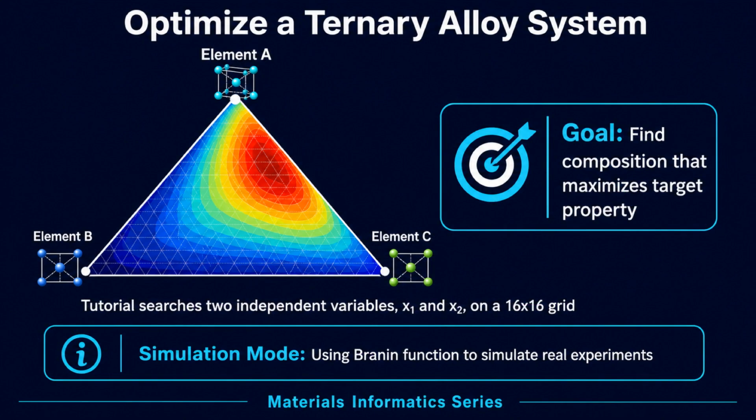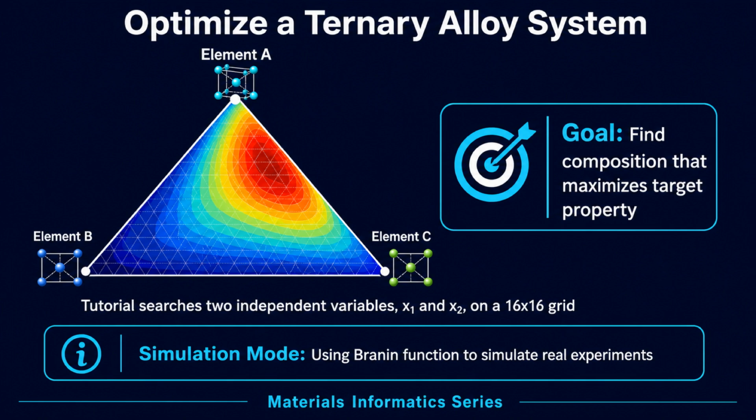In this tutorial, we'll optimize a simulated ternary alloy system. Our goal is to find the composition that maximizes a target material property. In a ternary system, only two composition variables are independent, so we search over x1 and x2, while the third is fixed by the requirement that the fractions sum to 1.